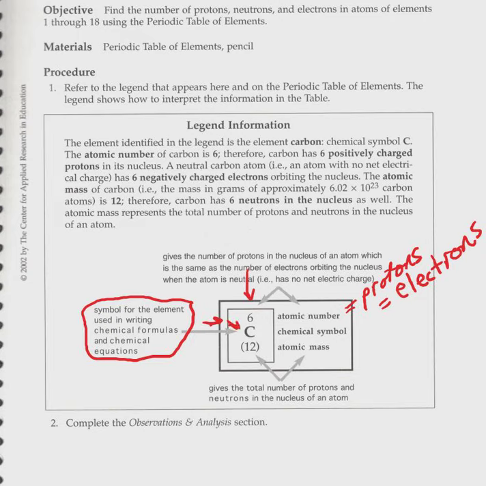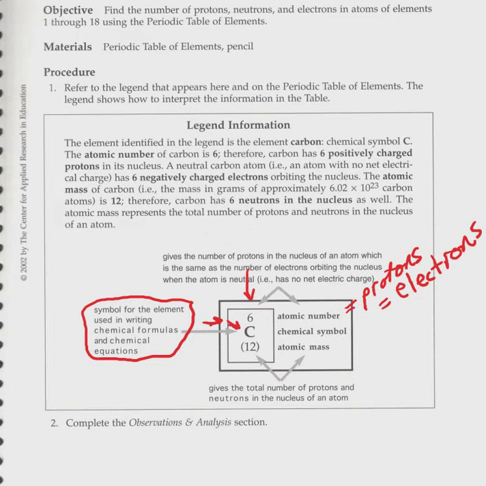Anyway, so the atomic mass is the other number, and this is rounded as in the periodic table that I gave you before. You're going to need your periodic table to do this lesson about protons, neutrons, and electrons, and how to find them.